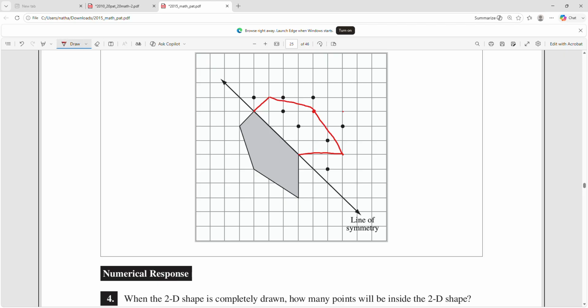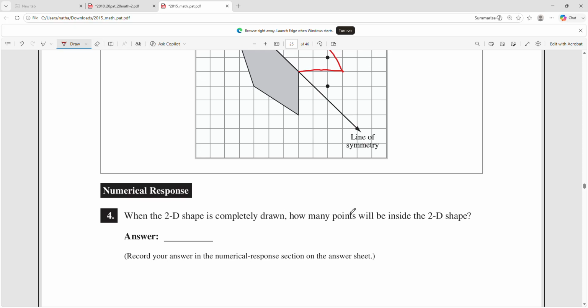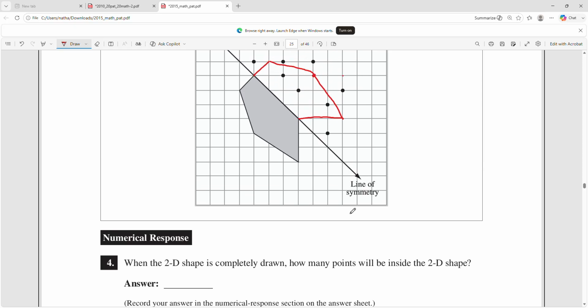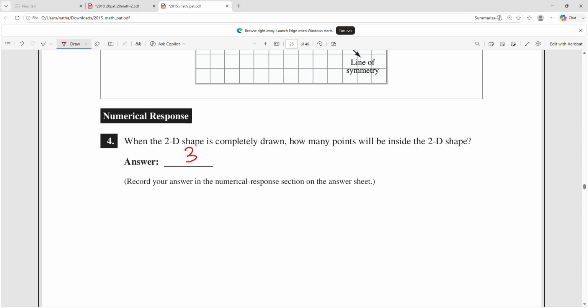Now it asks us, once you've drawn that, when the 2D shape is completely drawn, how many points will be inside? Well, we can just count them up now. 1, 2, 3. Okay, so the answer is 3.